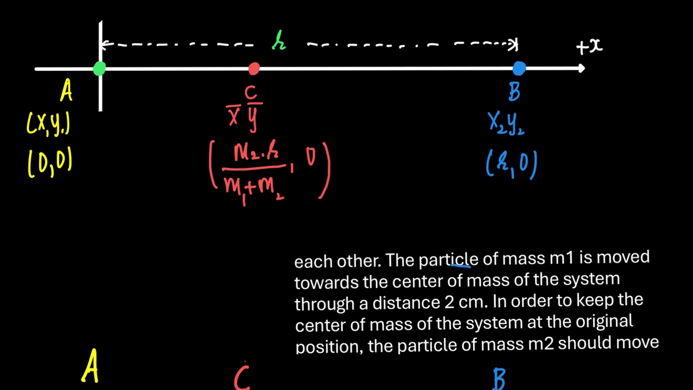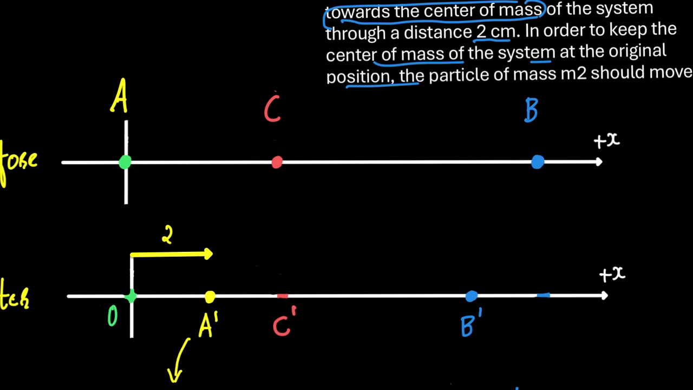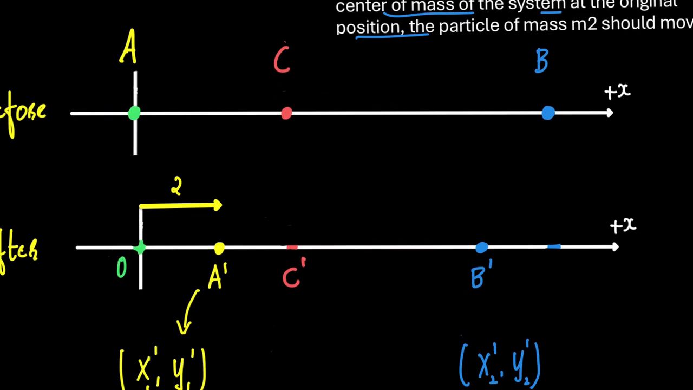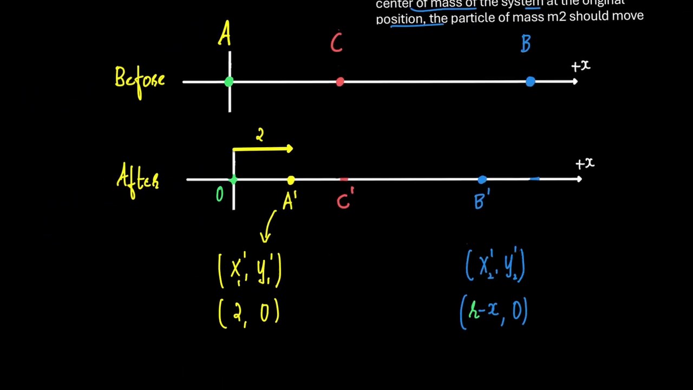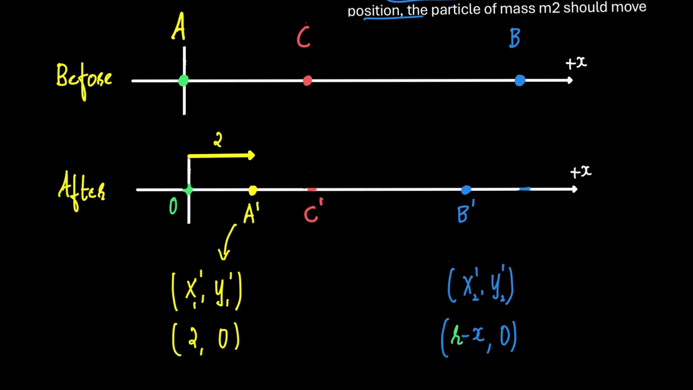The particle of mass m1 is moved towards the center of mass through a distance of 2 centimeter, in order to keep the center of mass of the system at the original position. So let us first consider this, moving the system towards the mass, so towards the center of mass. So we'll first analyze what that moving implies in the graph.